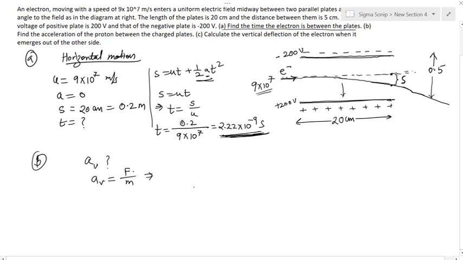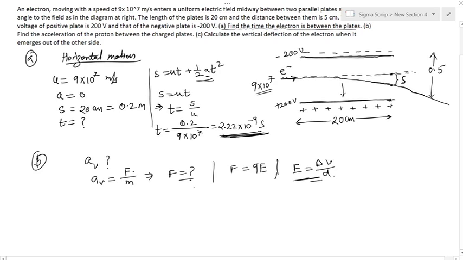Which means that we need to find F. Do we have F? No. How can we find F? We can find F as Q times E. And do we have E? No. How can we find E? We can find E as delta V upon D. So first we will find electric field intensity between the plates.